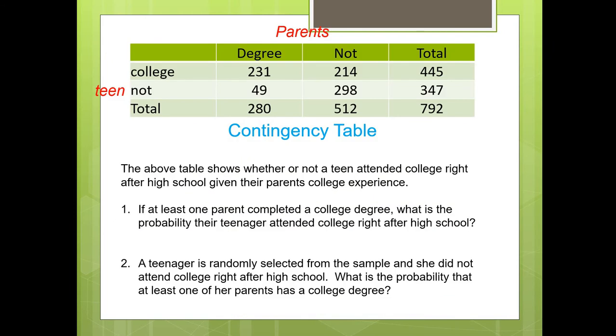Another way you might see this kind of information is in what's called a contingency table. We talked about these a bit in chapter 4. These are just a way of displaying different categorical data values.